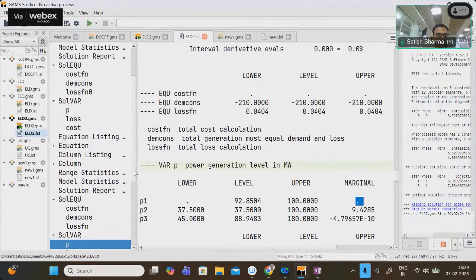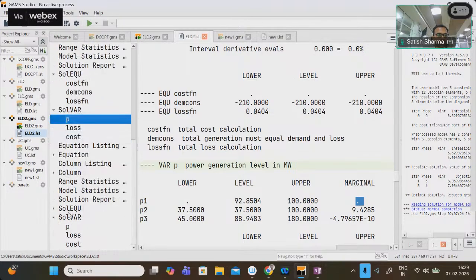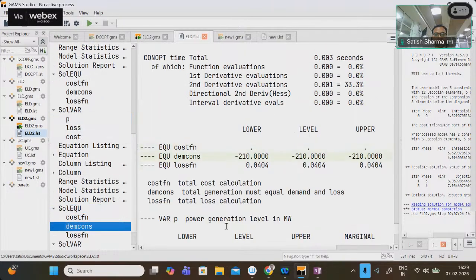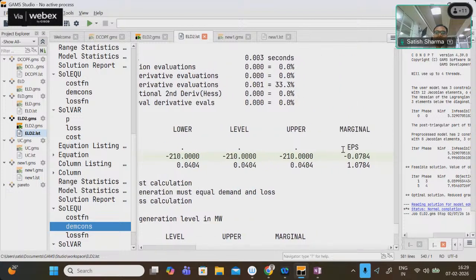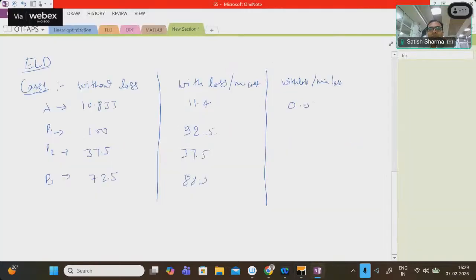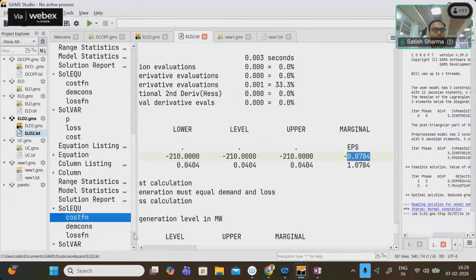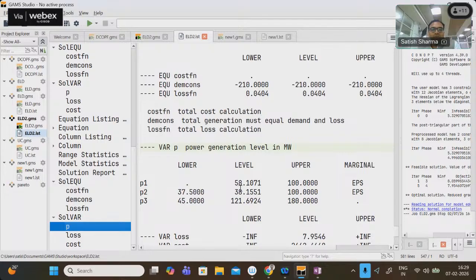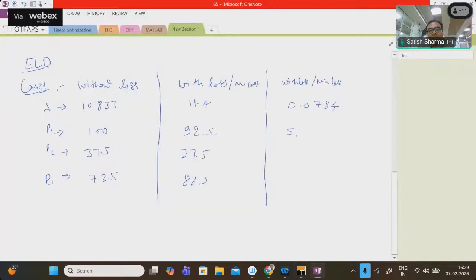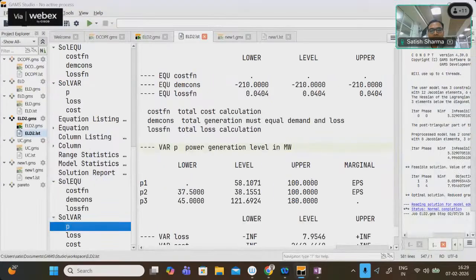And if I look at the case with losses, the last one is basically the solve equation and demand function. Some lambda is coming here, equal to 0.07. So let me put 0.0784, and then some P values: 58.1, then 38 point something, and then 121.69.